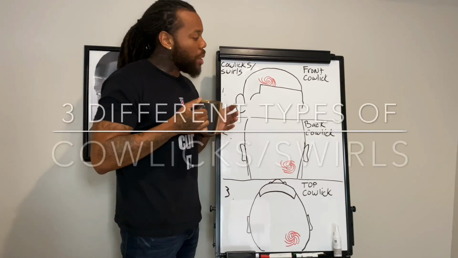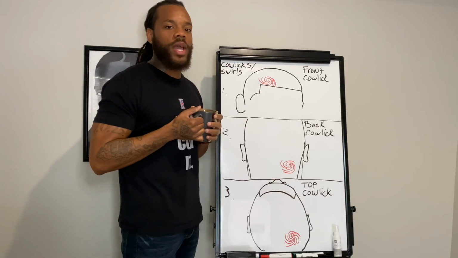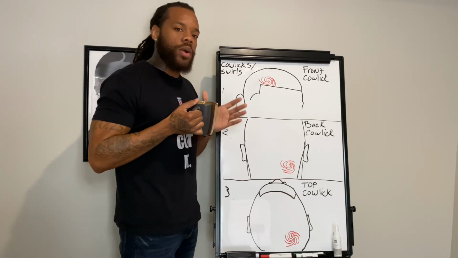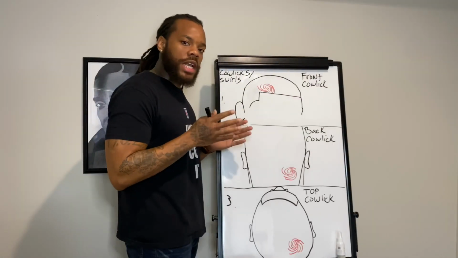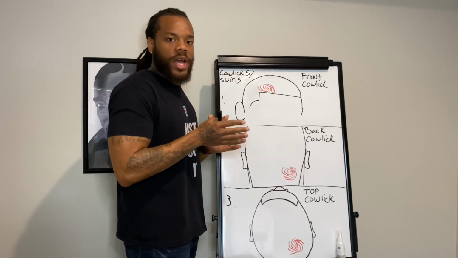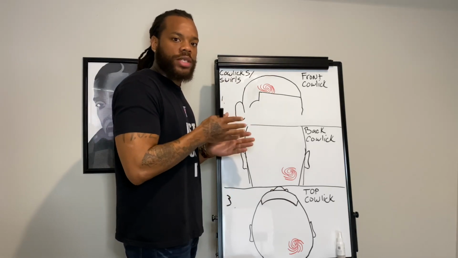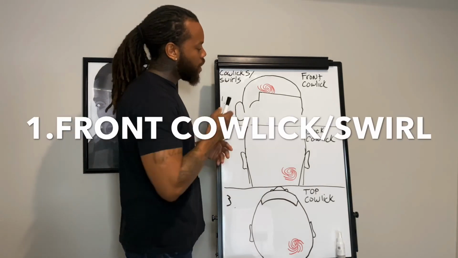So today, I'm gonna go over 3 different types of cowlicks or swirls, and we're gonna go over a few different ways how to maneuver around them where there won't be a problem for us no more. Let's get into it. And for all y'all that don't know what a cowlick or swirl is, a cowlick or swirl is a lock of hair that grows in a different direction than the rest and that resists being brushed or combed flat. So first off, we got the front cowlick or swirl.